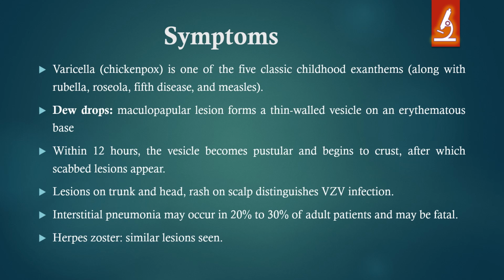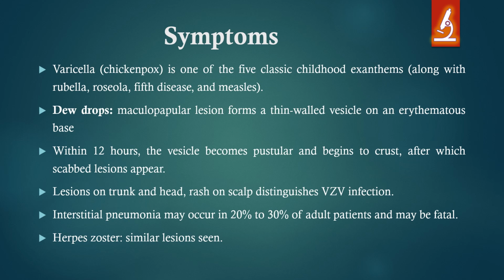Clinical syndromes. Varicella, or chickenpox, is one of the five classical childhood infections along with rubella, roseola, fifth disease, and measles. The characteristic maculopapular lesions appear after 14 days of incubation. Within hours, each maculopapular lesion forms a thin-walled vesicle on an erythematous base, which looks like a dewdrop on a rose petal and measures approximately 2 to 4 mm in diameter.